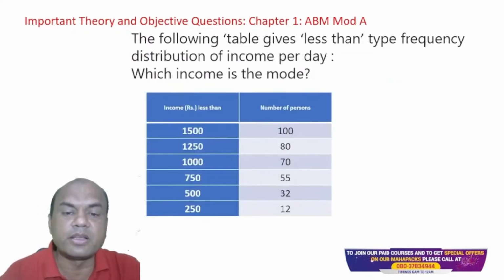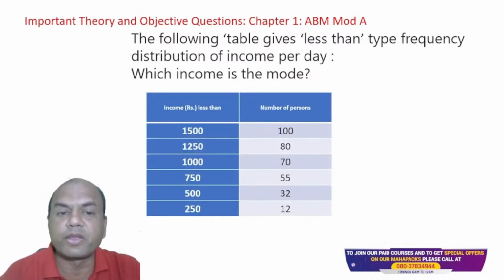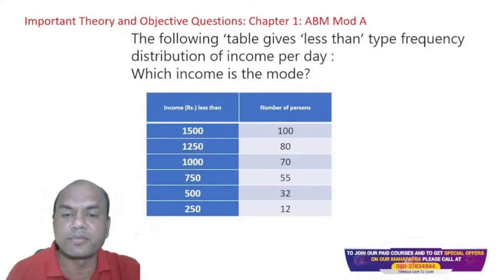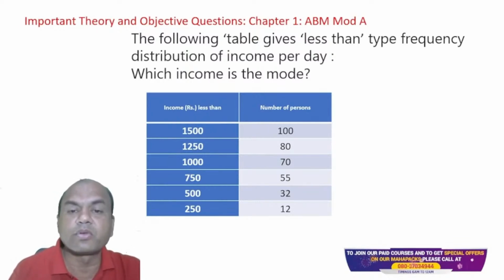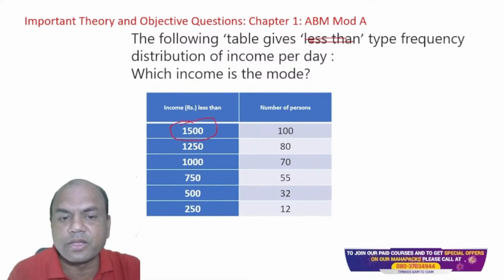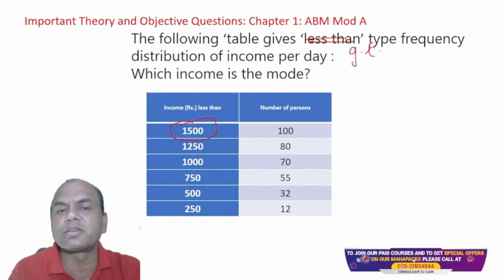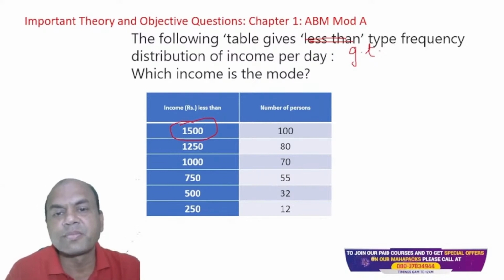The following table gives less than type frequency distribution of the income per day. Okay, now what have you to do? Is this less than? I think so. Less than type. It should be greater than type, because it is starting from the highest, 1500, and it is going to the lowest. So greater than type. GT I'll write it. The following table gives the GT type frequency of the income per day.